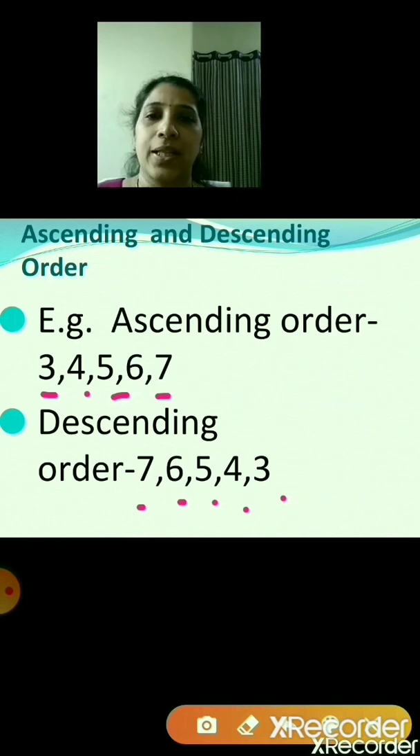So what is ascending order? It is from the smaller number to the bigger number. That if I start 3, 4, 5, 6, 7 and so on. And what is descending order? It is the reverse of ascending order. That is, it will start from the bigger number to the smaller number. For example, 7, 6, 5, 4, 3. So I hope students you have understood what is ascending order and what is descending order.